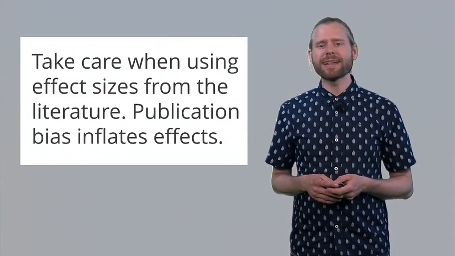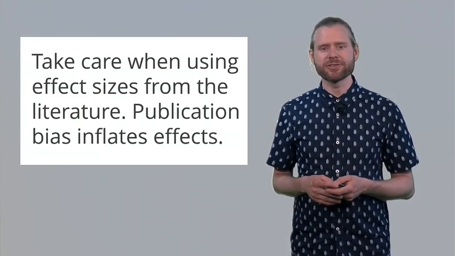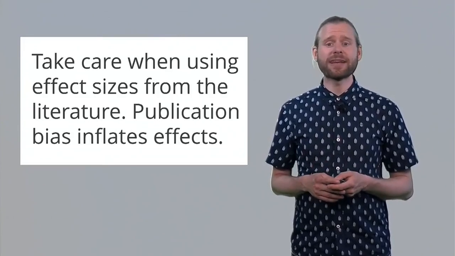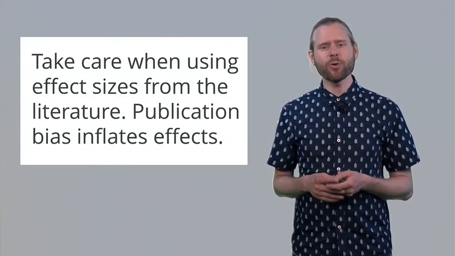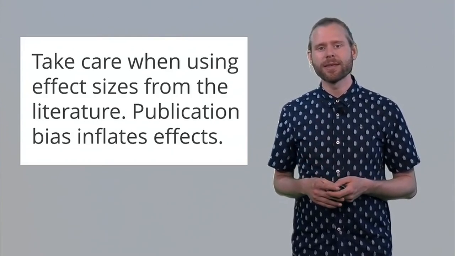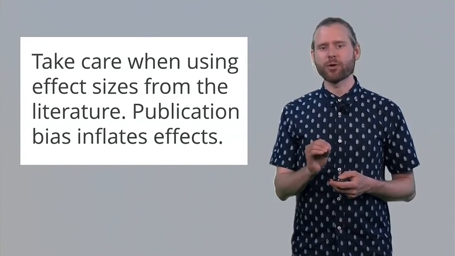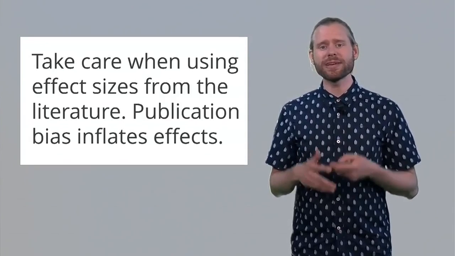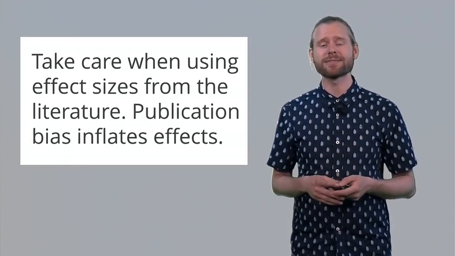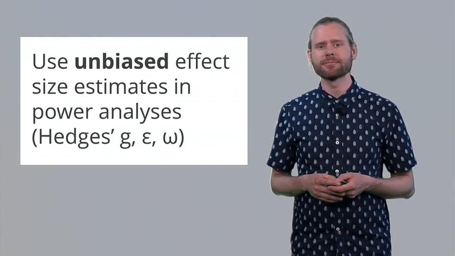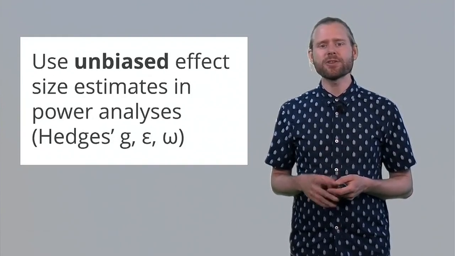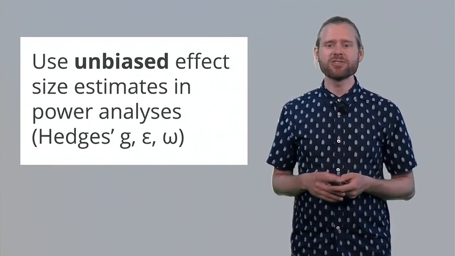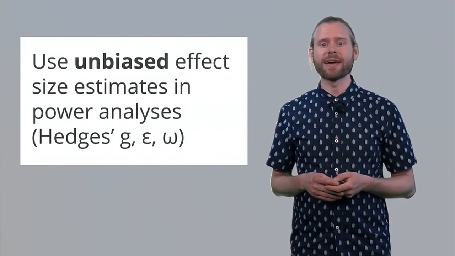Now, when you base your power analysis on an effect size from the published literature, be very careful. We know that publication bias inflates effect size estimates in the literature, so you always want to be a little bit more conservative. A power analysis should be a starting point for designing the sample size in a future study. It should not be the end point, so always be informed by more than the power analysis itself. If you perform a power analysis, always use unbiased effect size estimate in the power analysis, so Hedges' g, epsilon, or omega.